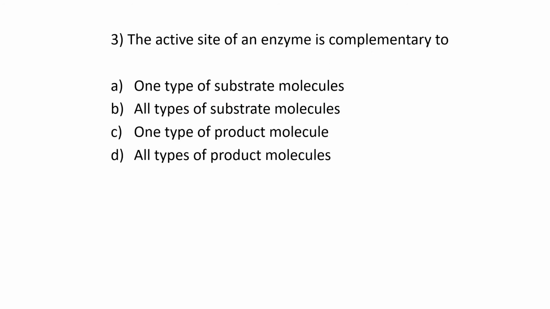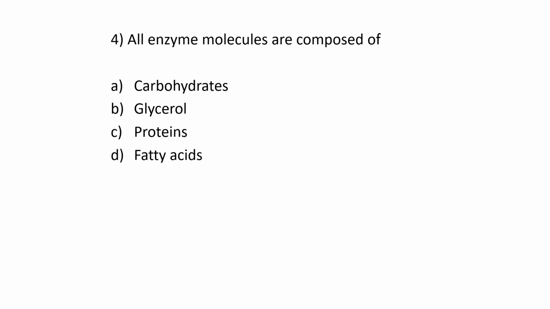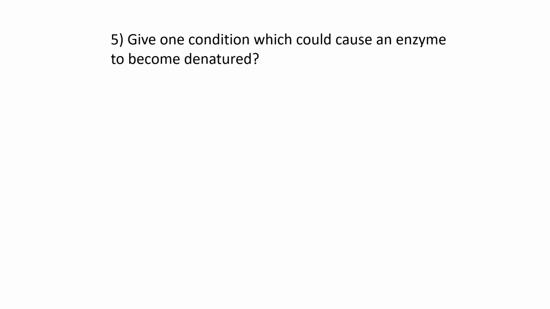3, the active site of the enzyme is complementary to A, one type of substrate molecule, B, all types of substrate molecule, C, one type of product molecule, or D, all types of product molecules. 4, all enzyme molecules are composed of A, carbohydrates, B, glycerol, C, proteins, or D, fatty acids. So for 5, give one condition which could cause an enzyme to become denatured. So give one condition which could cause an enzyme to become denatured.